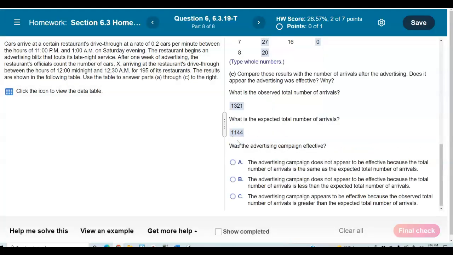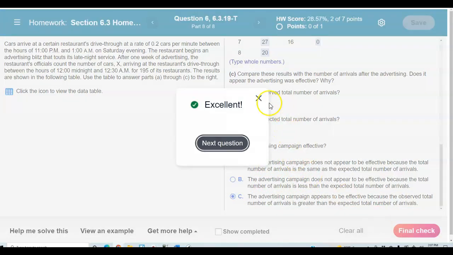And so now what we want to do is, was the advertising campaign effective? That means, was it effective or not? So now we can say, because the observed total number of arrivals is greater than the expected number of arrivals, then we would say that this advertising campaign appears to be effective. So we're going to rule out A, we're going to rule out B, and we're going to say C, and so therefore there is our answer.